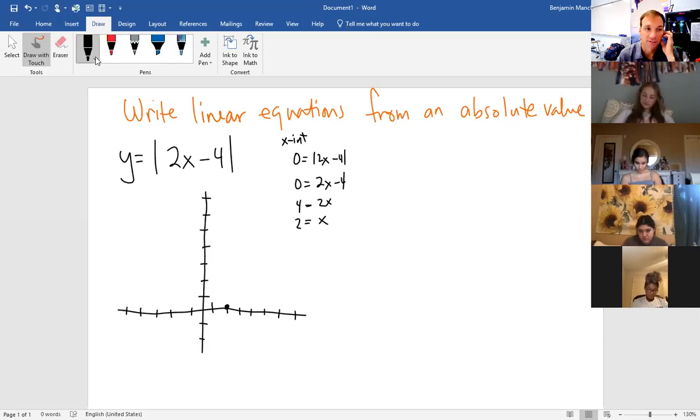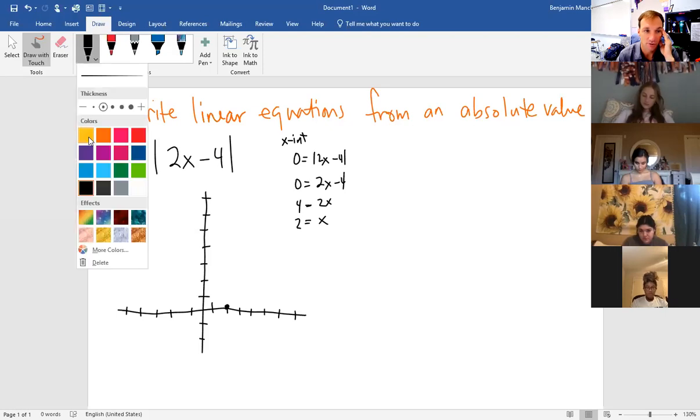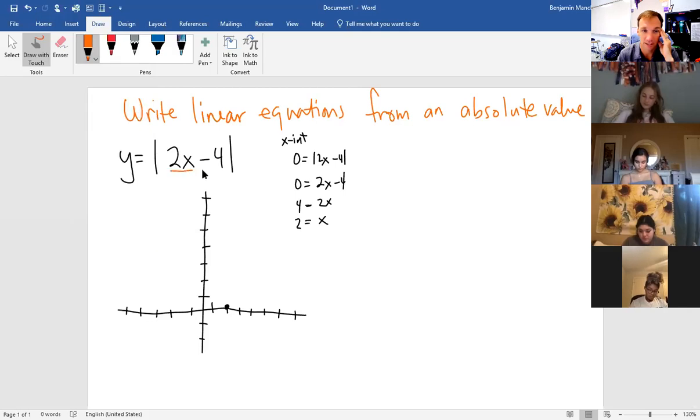Now the rest of the sketch that we're going to do comes from the slope. Basically, we have right here a linear equation, right? This is y equals mx plus b, sort of. Okay, but not really. The slope of this is going to be positive 2. So we should be going up 2 units and left 1 in order to get some more points. Up 2 units, left 1.